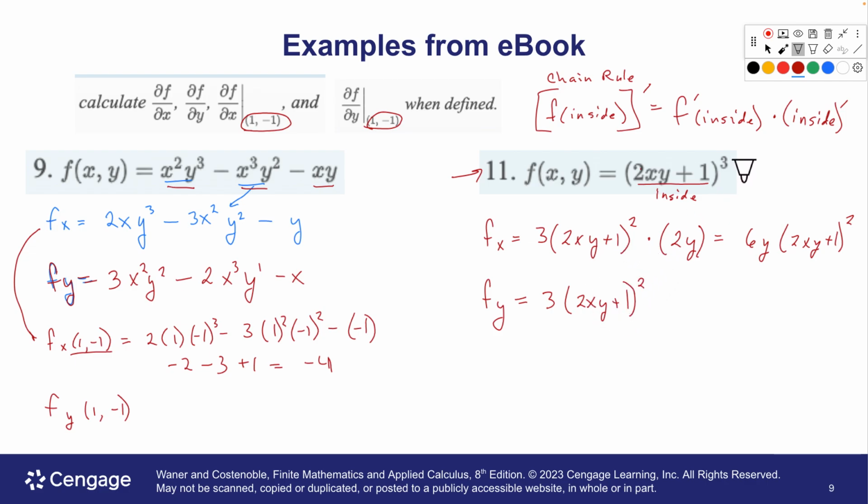Squared, right? Subtracting 1 from the exponent. But the inside now, we're taking the derivative with respect to y. Y is our variable, x is a constant, and so we get 2x remaining because the derivative of y is 1, and then the derivative of 1 is 0. So we get 6x, 2xy plus 1 squared. Again, you can plug in each of those points, and you'll be asked to do that in the homework.